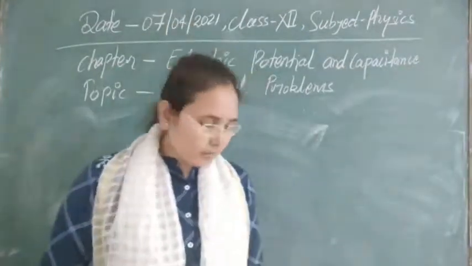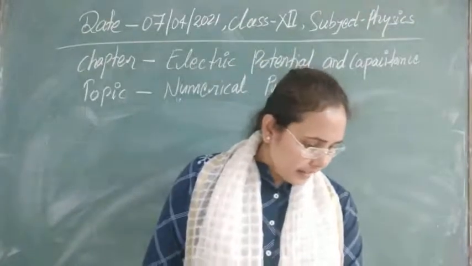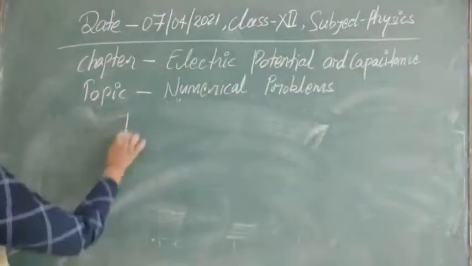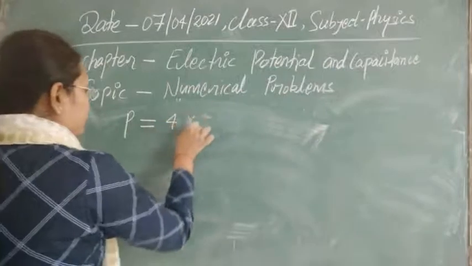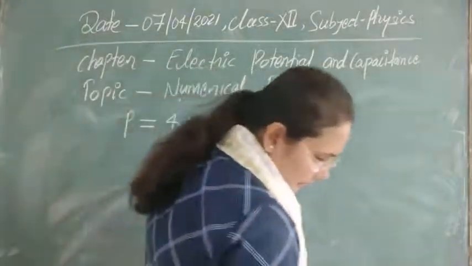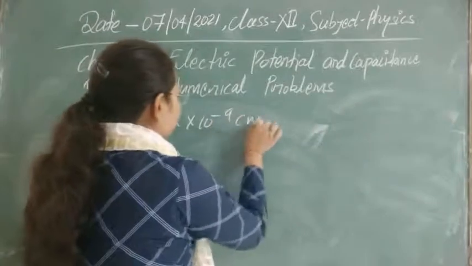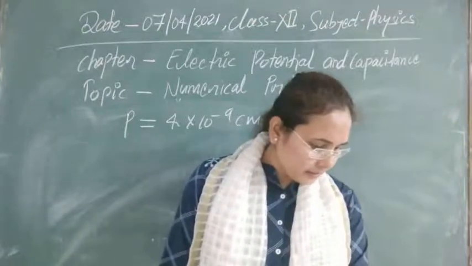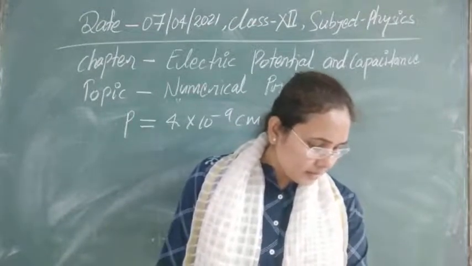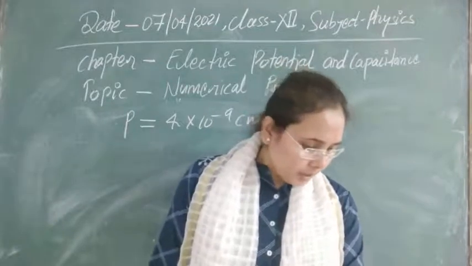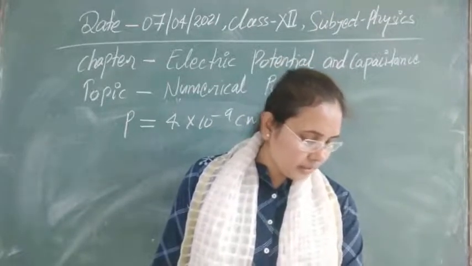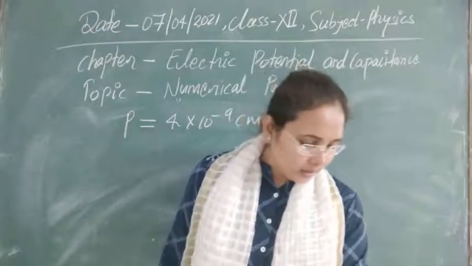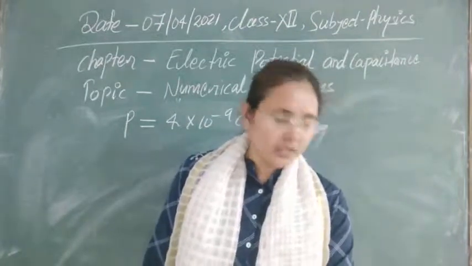Let's see one more numerical problem. A short electric dipole has a dipole moment of 4 into 10 to the power minus 9 coulomb meter. It is given to us. The question is to determine the electric potential due to the dipole at a point 0.3 meter from the center of the dipole, situated first on the axial line, second on the equatorial line, and third on the line making an angle of 60 degrees from the dipole axis.